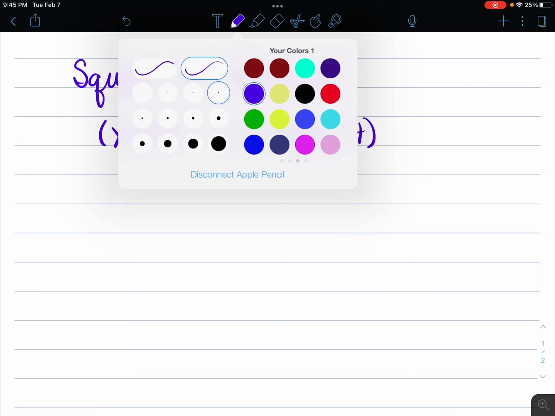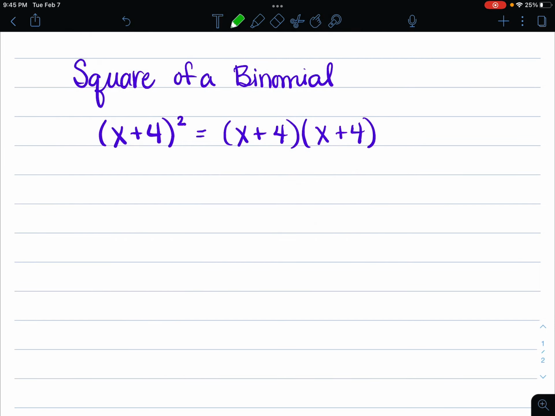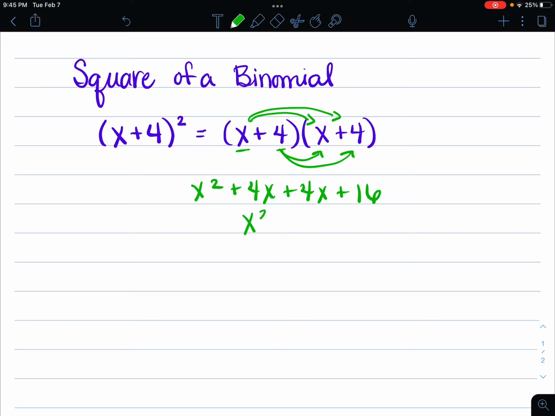So I'm going to attempt to appeal to your sense of reason here. And I'm going to work this one out just the exact same way that we did yesterday. I'm going to use the distributive property. Okay, so I'm going to do x times x, which is x squared, x times plus 4, which is plus 4x. Then 4 times x, which is another plus 4x. And then, of course, 4 times 4, which is 16. So we see that we do still end up with those two like terms in the middle. So the simplified answer would be x squared plus 8x plus 16.